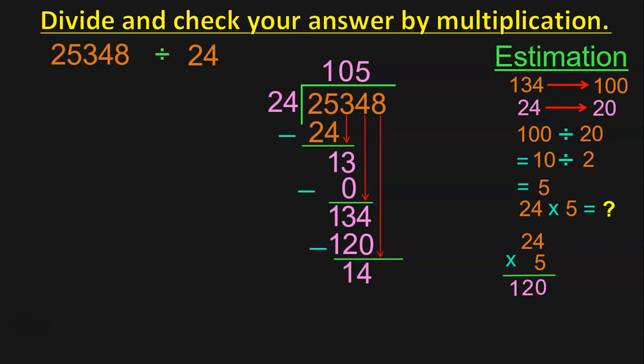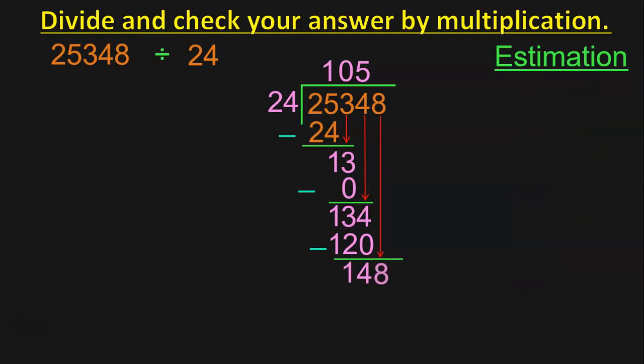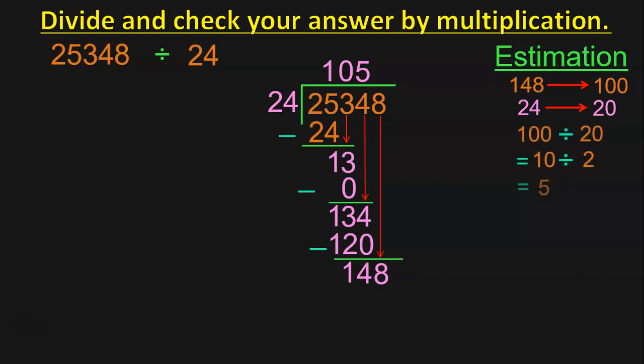Take and write down the next digit 8 near the remainder. So the remainder now will be 148. We have to see now how many 24s are required to make 148. Let us use the estimation technique. Rounding off 148 to the nearest hundreds will give you 100. Rounding off 24 to the nearest tens will give you 20. Now we'll have to divide 100 by 20, which will give you 5. Just now we saw that 24 into 5 is going to give you 120.